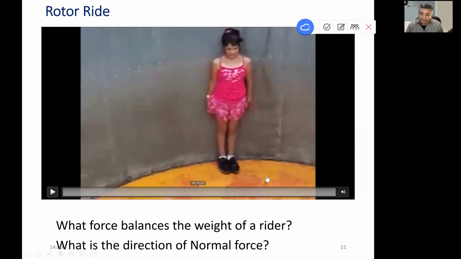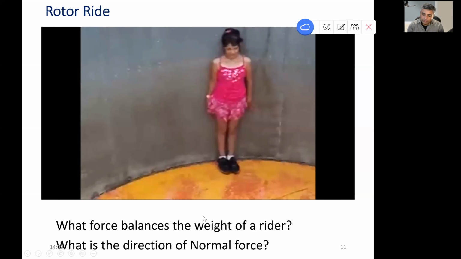And here, this is a cylindrical object that spins. And after a certain speed, this floor drops. And there can be sound here. Let's see. So yes, there is sound.